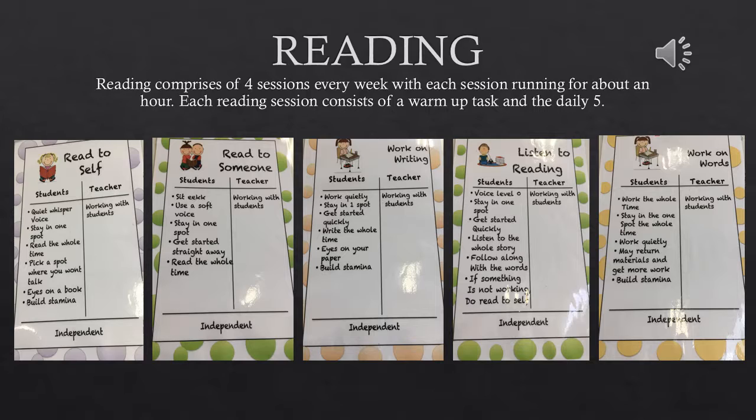Work on words, understanding sentence structure and grammar, and listening to reading, which is here students listen to videos such as BTN or TED Talks and they answer a set of questions. Work on writing. Here students research information and write them down. The expectation for doing the daily 5 is to finish all the 5 activities within a week.